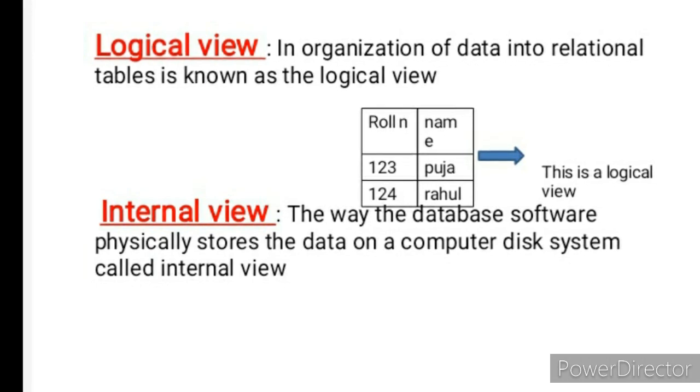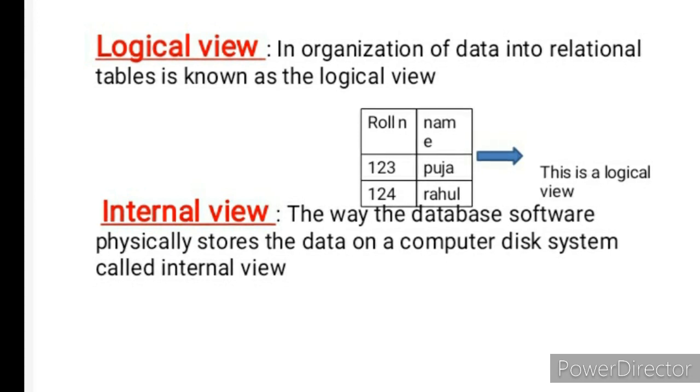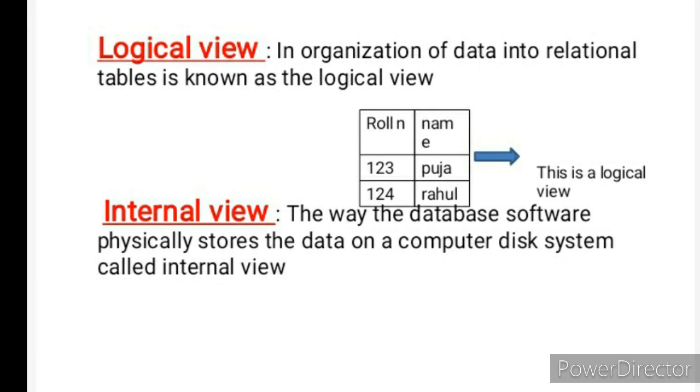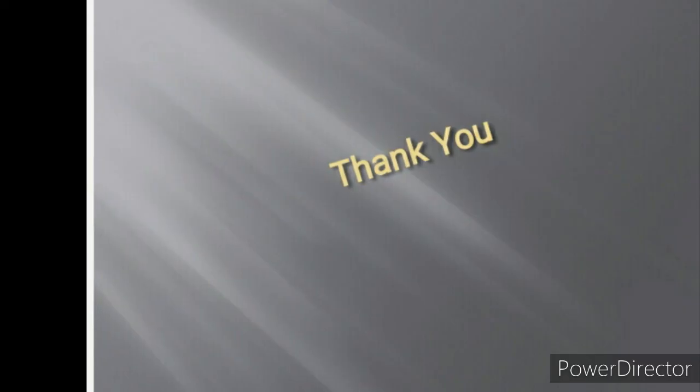So all these three models are explained. First is hierarchical, second is network, and third is the relational model. These all three models have been explained. So today's section is complete.